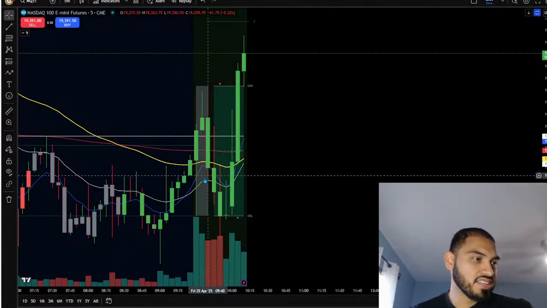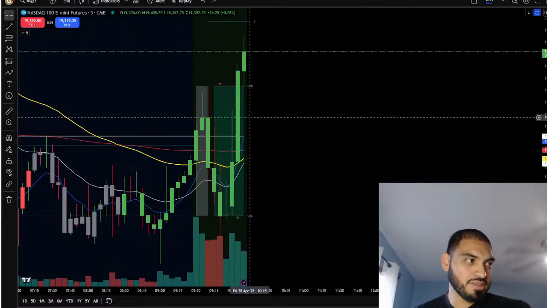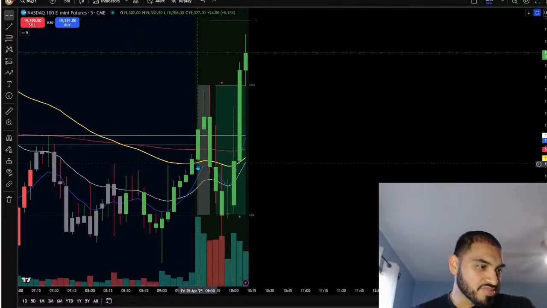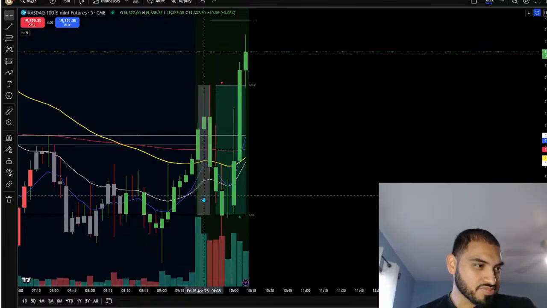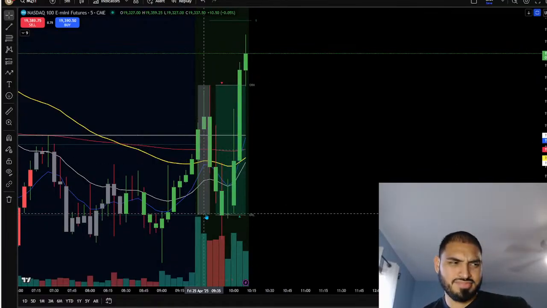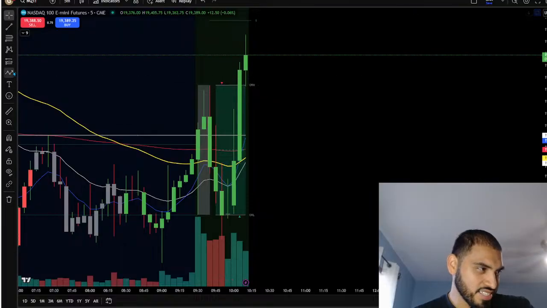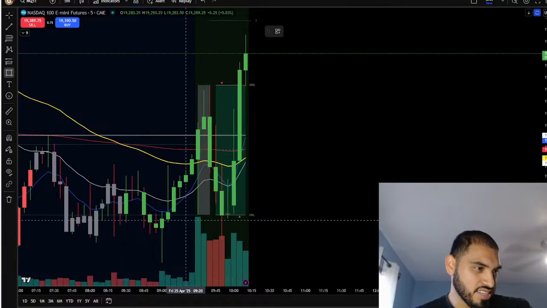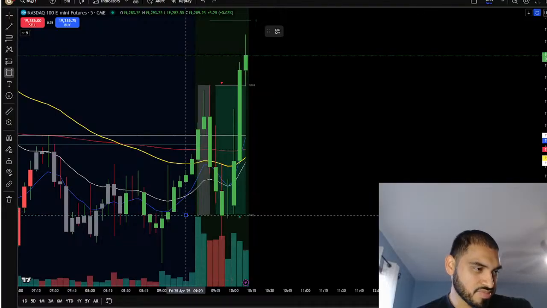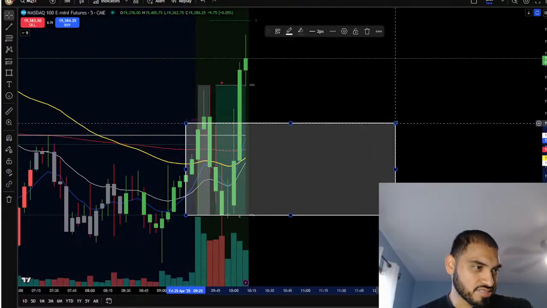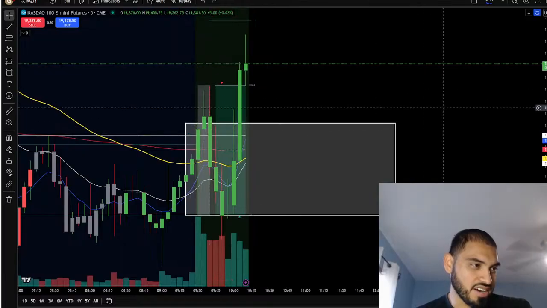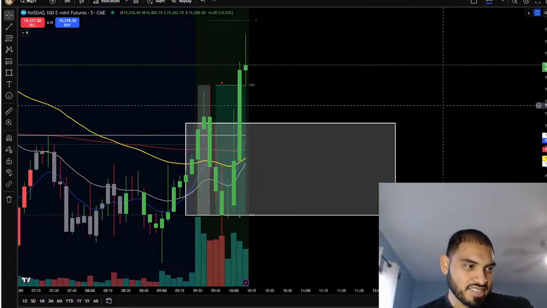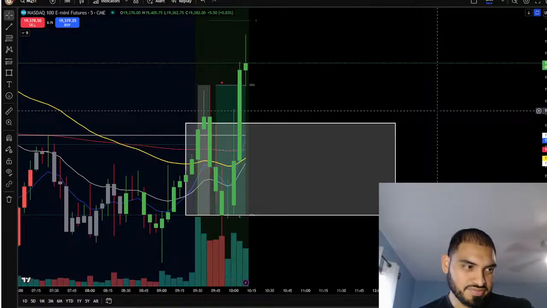On the Nasdaq, the open 5 minute. What the fuck you mean it worked? That shit didn't work. Where? Unless you're scalping from here to here. How did it work?